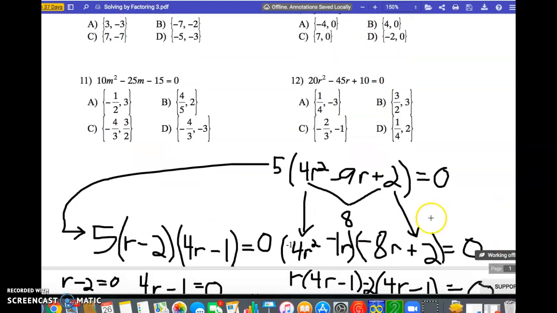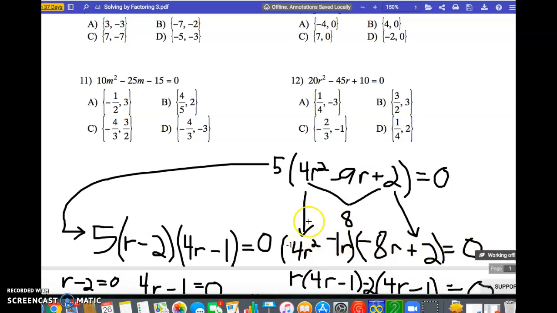So here's my next line. That 8 becomes a negative 1r times a negative 8r. Negative 1 times negative 8 is 8, and negative 1 plus negative 8 is negative 9. So we break it into those two parts and bring down the ends. There's that M. So 4r squared minus 1r minus 8r plus 2 is the other factor, and of course, it's equal to 0. We'll deal with that later.